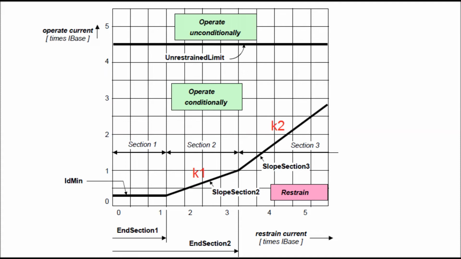Between end section 1 and end section 2, a slope is given, that is K1. The lower portion is the restraining region and the upper portion is the operating region. Above end section 2, a higher slope K2 is given so that it can maintain stability under through-fault conditions. This is the characteristic of the differential protection of the RET 650.